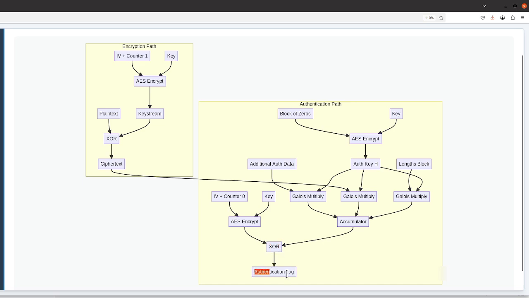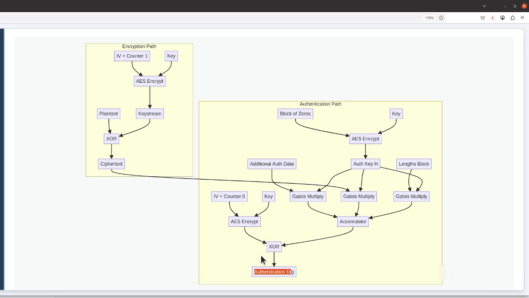These two paths work together. The encryption path produces the ciphertext that keeps your data secret. The authentication path produces the tag that proves the data hasn't been tampered with. Both the ciphertext and the tag are sent to the receiver, along with the IV, which is needed for decryption.